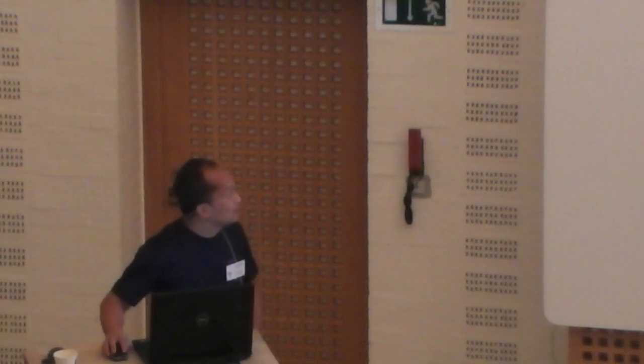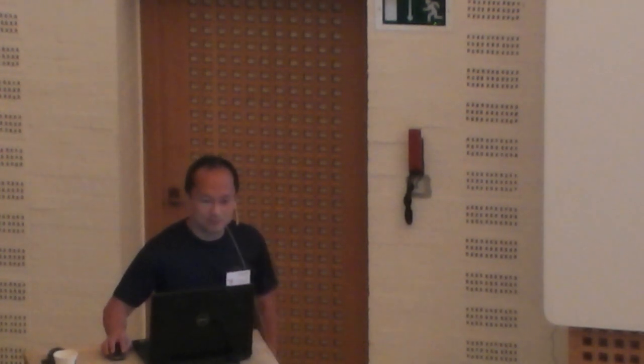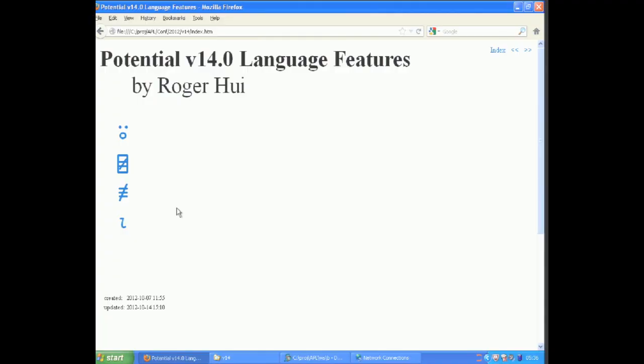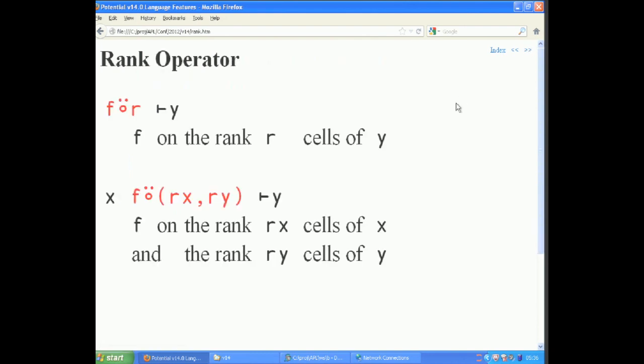So I'm going to talk about 4 potential version 14 language features. They're all taken from J. It just means that they have had about 20 years of use. So the first one is the rank operator as both a monadic and a dyadic case, and some examples of its use.